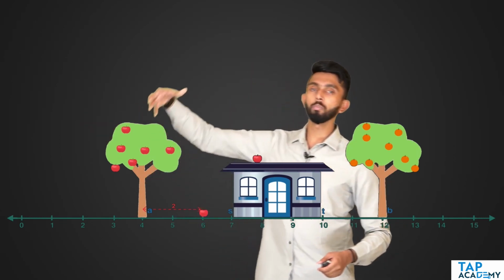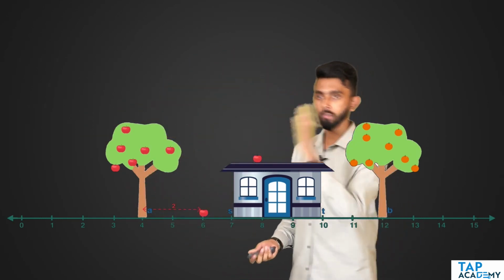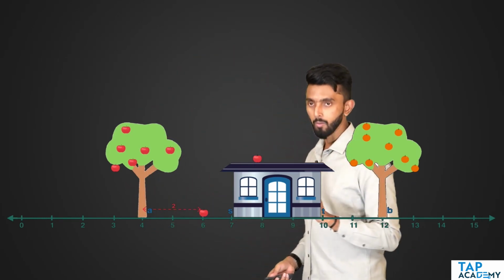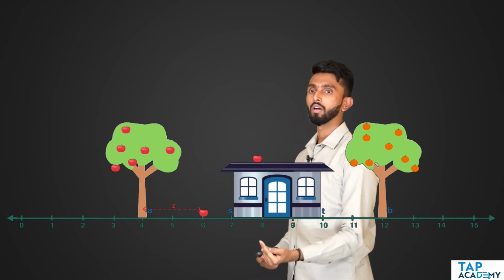Similarly, one more apple fell. One wind blew, the apple flew like this, came and fell on his tree. Now don't ask me how. Don't ask physics and all. Sir, how, sir? No, I don't care. It came and fell. Now, this is D. The distance from A to this point is D.